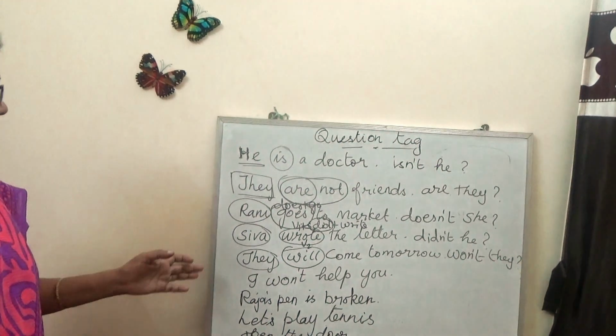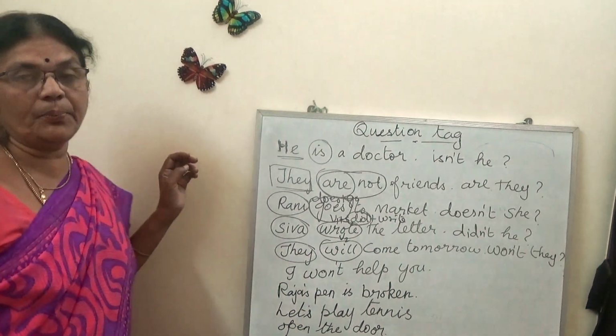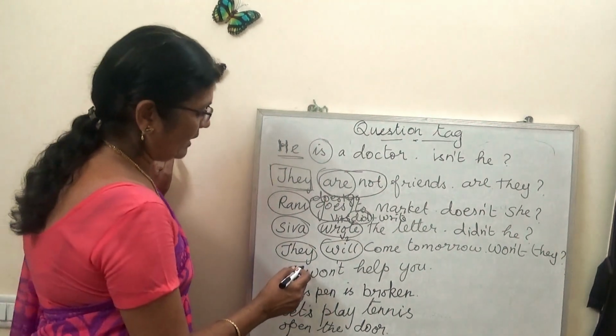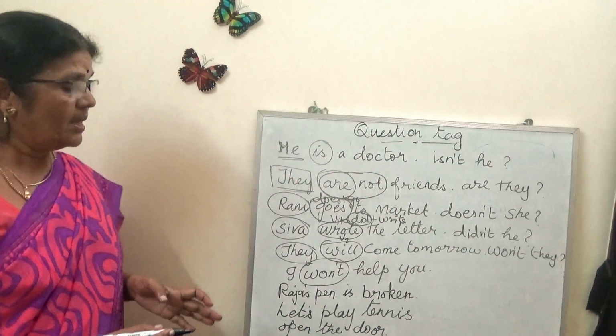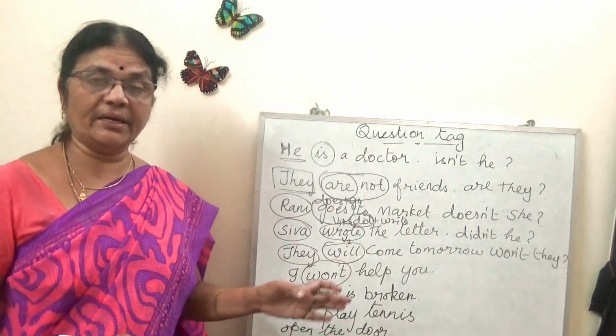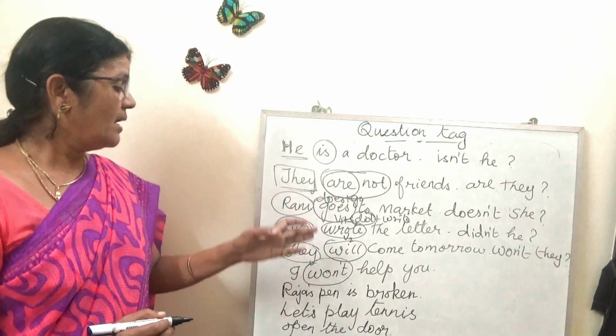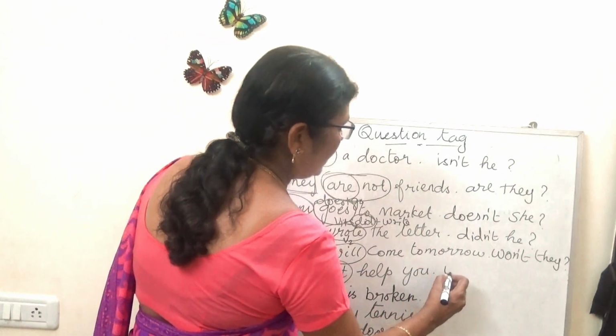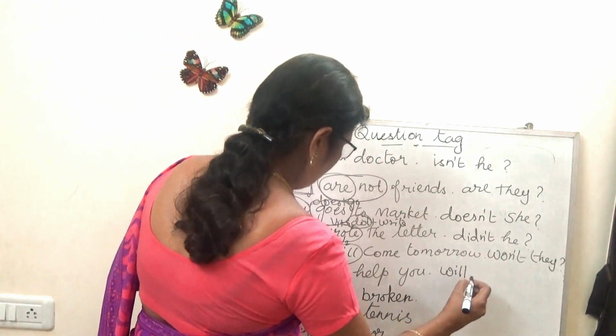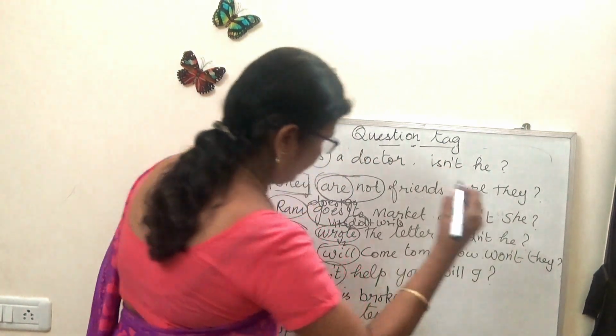And see the next sentence: I won't help you. Here the auxiliary verb is won't, which is in the negative form. So the sentence itself is a negative sentence, and we have to use a positive tag, and the positive tag is will I? Then there is a question mark.